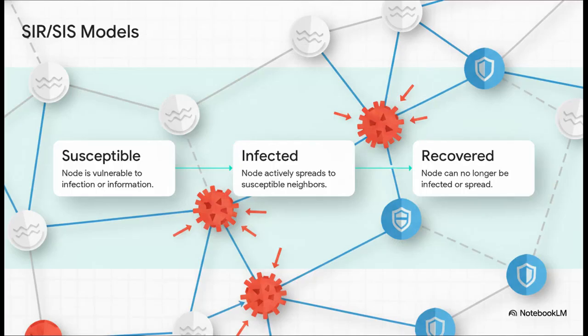We can even track how behaviors, ideas, or viruses spread through these simulated crowds using network models. We trace the flow chronologically through three specific states: susceptible, infected, and recovered. A node is vulnerable, then it gets infected and starts spreading, and finally it recovers. This isn't just for biology, either. This is exactly how we model the rapid spread of a viral meme or fake news across global social networks today.